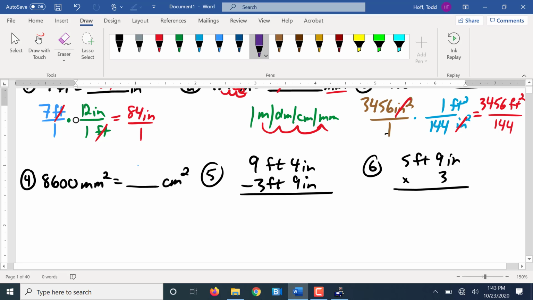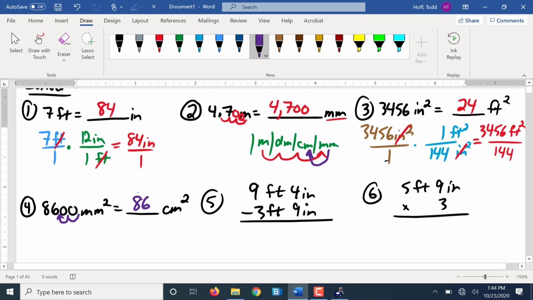Number 4, 8,600 millimeters squared going to centimeters squared. So again, we're on the metric chart. From millimeters to centimeters is 1 spot to the left. But this is not millimeters and centimeters, it's millimeters squared and centimeters squared. Good. Since it's squared, what does that mean for every spot on the chart? Instead of 1 decimal place, it's 2. So 1 spot on the chart is 2 decimal places. So we go 1, 2 decimal places to the left. That's just 86 centimeters squared.